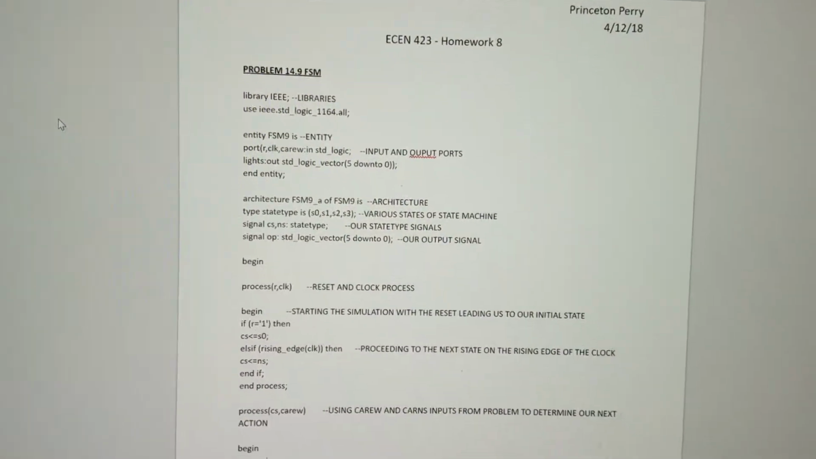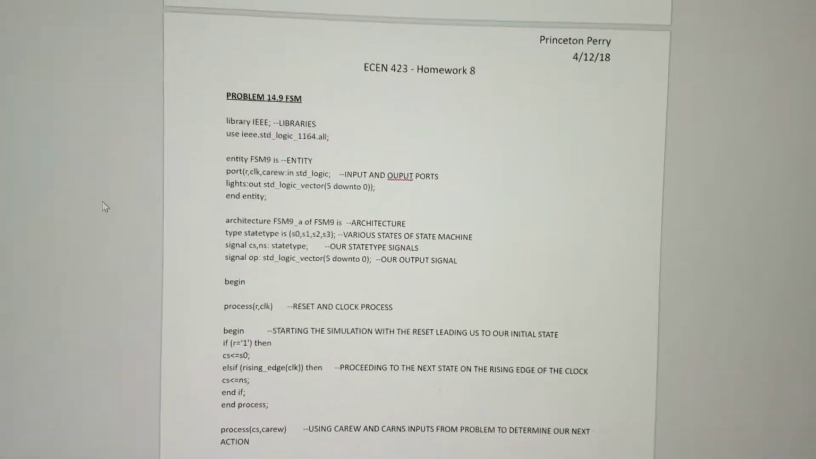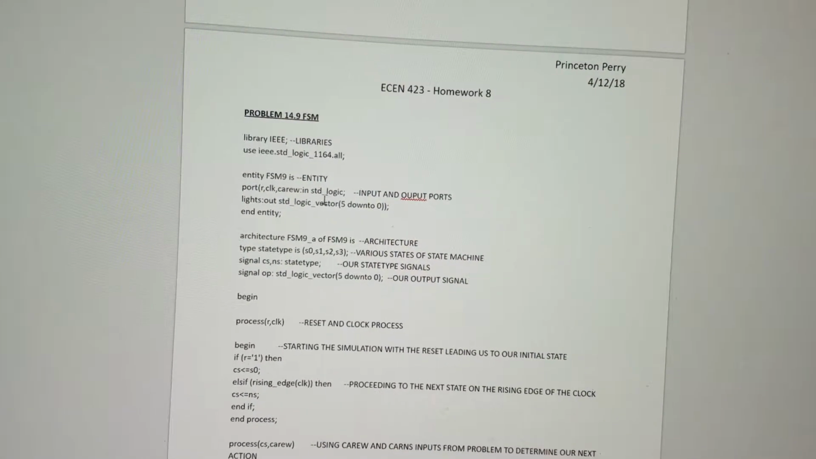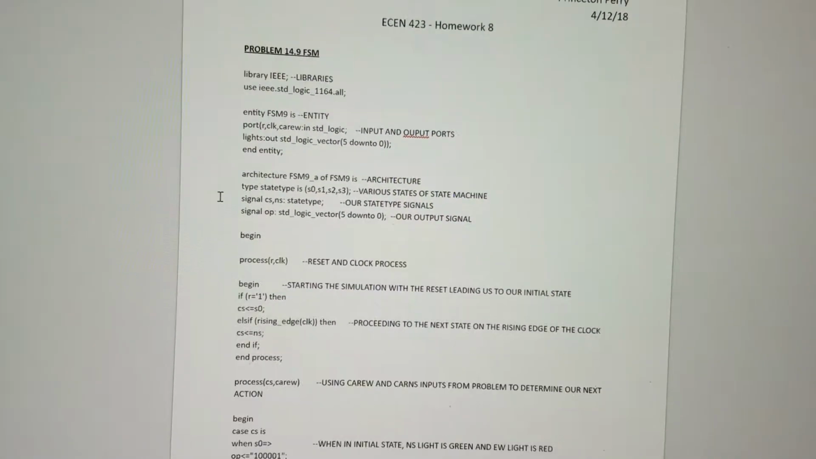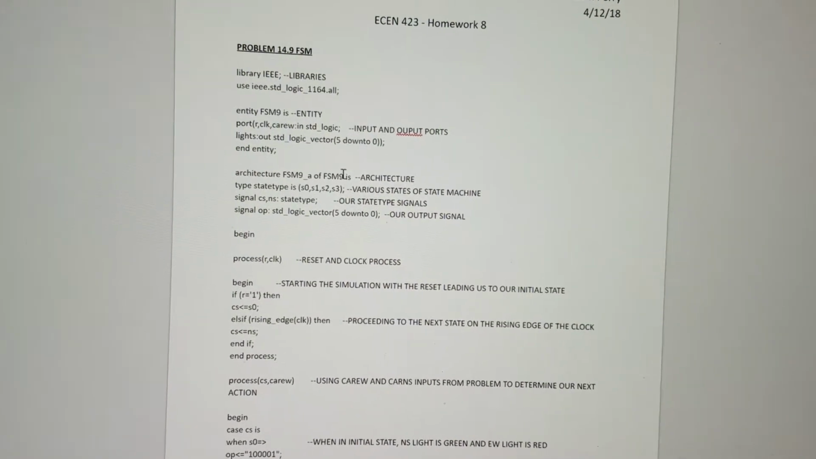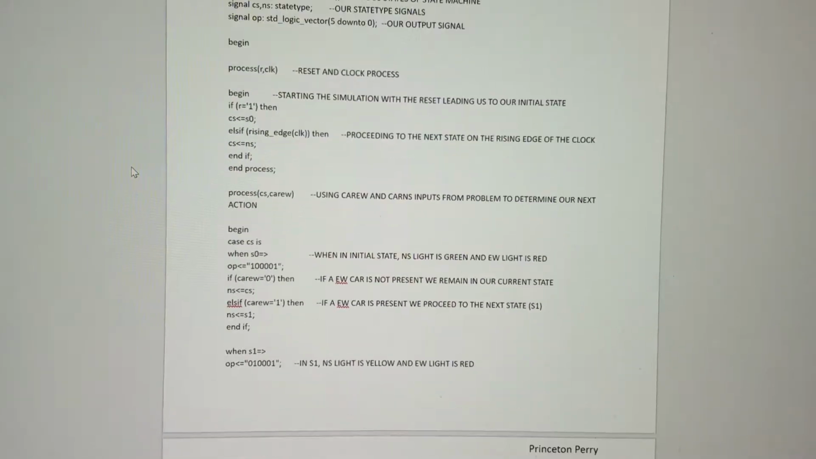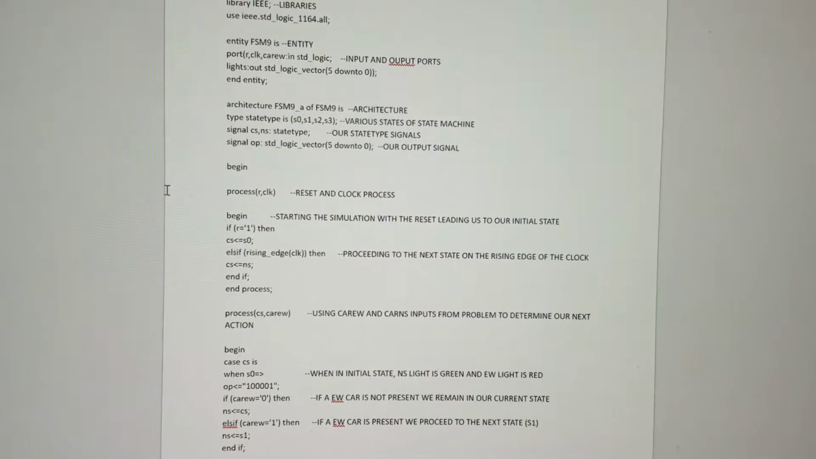So moving on to our VHDL once again. Things are pretty much the same. We have our libraries and entities. Here we just have our car east-west value as our input. We still have our 6-bit output vector. In our architecture, we have 4 states as well as our signals and our output.